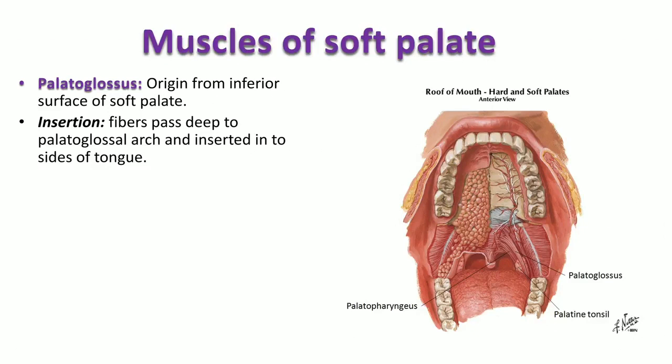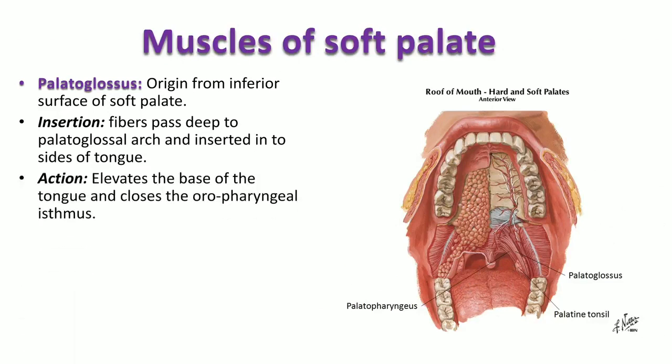So mainly it is a muscle of the tongue rather than the soft palate. It elevates the posterior part of the tongue, or the base of the tongue, and closes the oropharyngeal isthmus. This is the oropharyngeal isthmus, which is the communication between the oral cavity and the pharynx. It is bounded below by the tongue, on either side by the palatoglossal arch, and above by the soft palate.